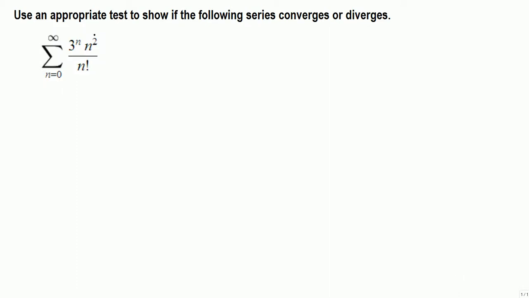We have this series, the sum of 3^n times n squared over n factorial, which is a_n. We always denote the generic term: a_n is 3^n times n squared over n factorial. Due to this factorial term, we are going to use the ratio test.